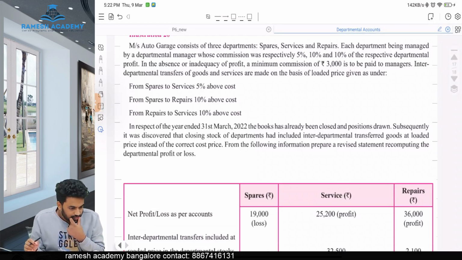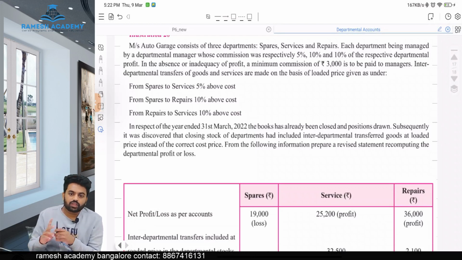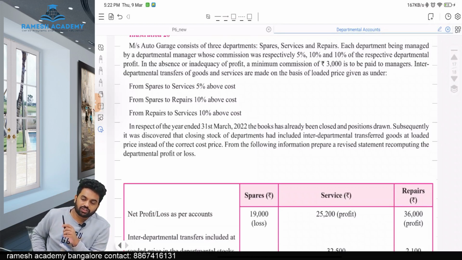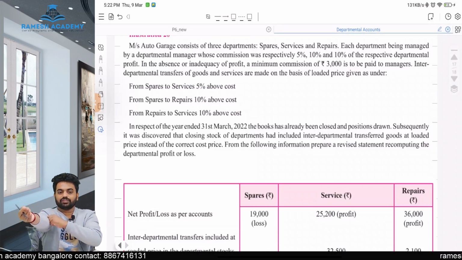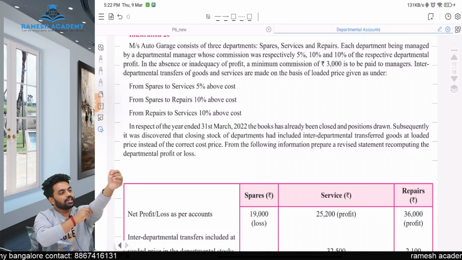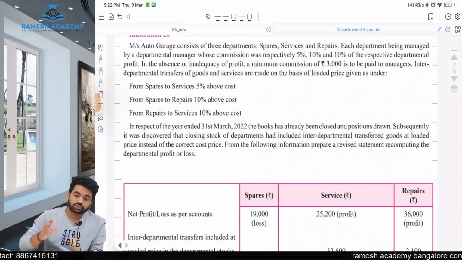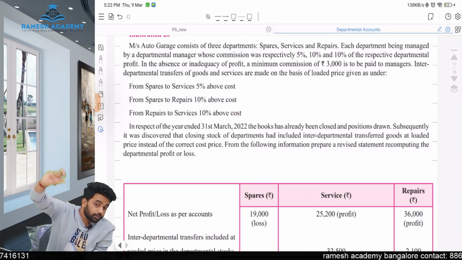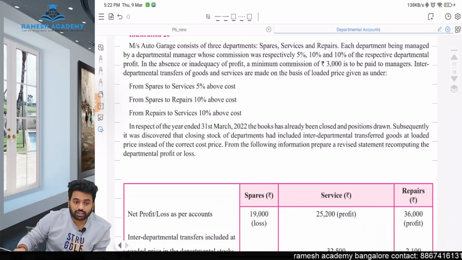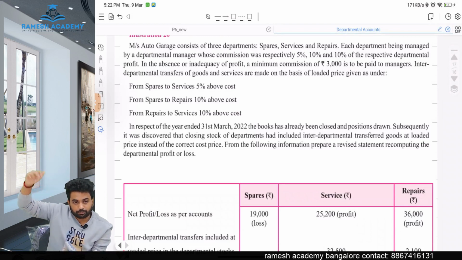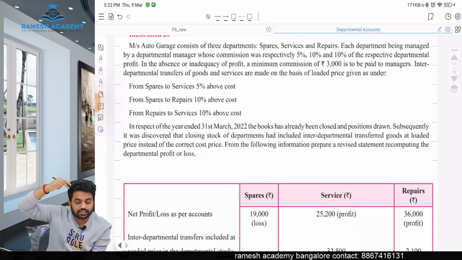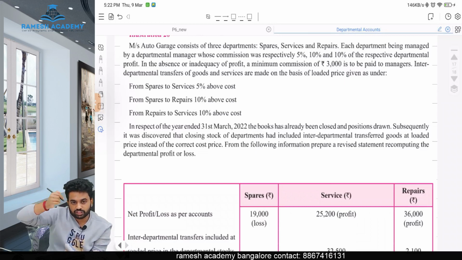See here, they are telling unrealized profit is there, no? That is not eliminated. We have to eliminate the unrealized profit. So, what should we do? We should go for the net profit first. From the existing point, we should go back to the net profit. There we should eliminate the unrealized profit. Then we will get a net profit after adjustment of the stock reserve.